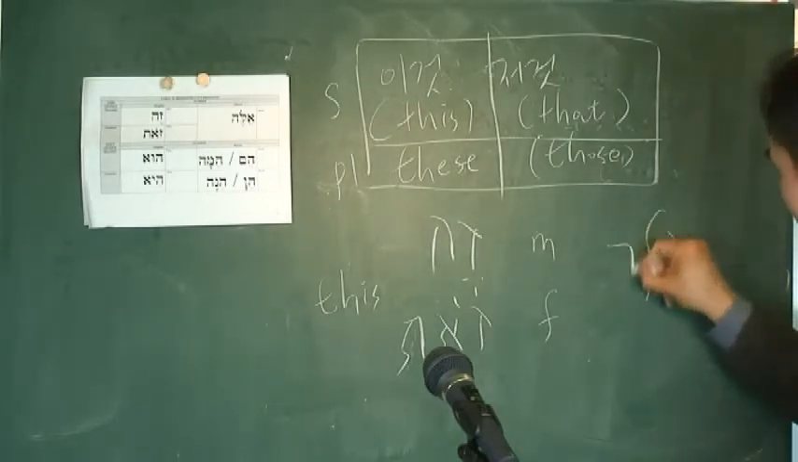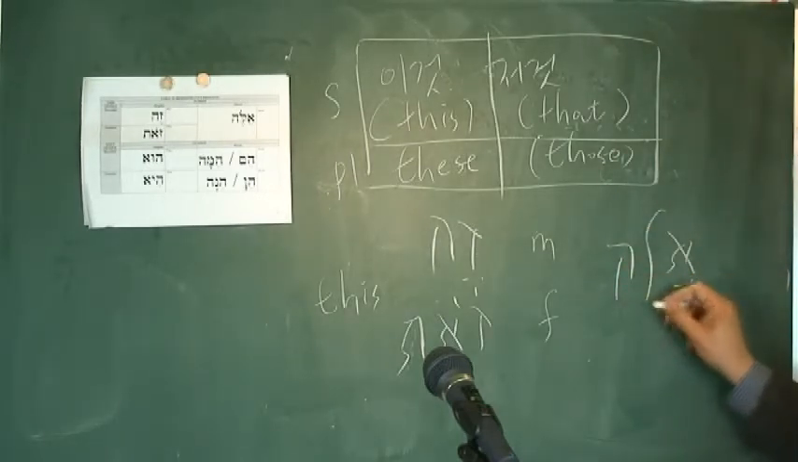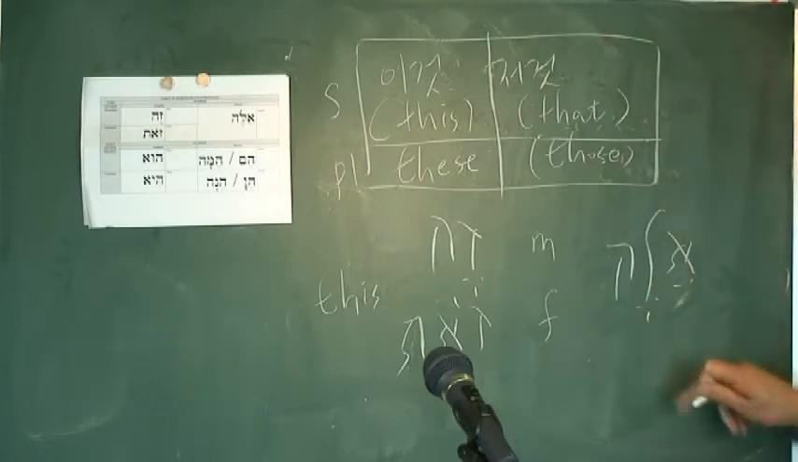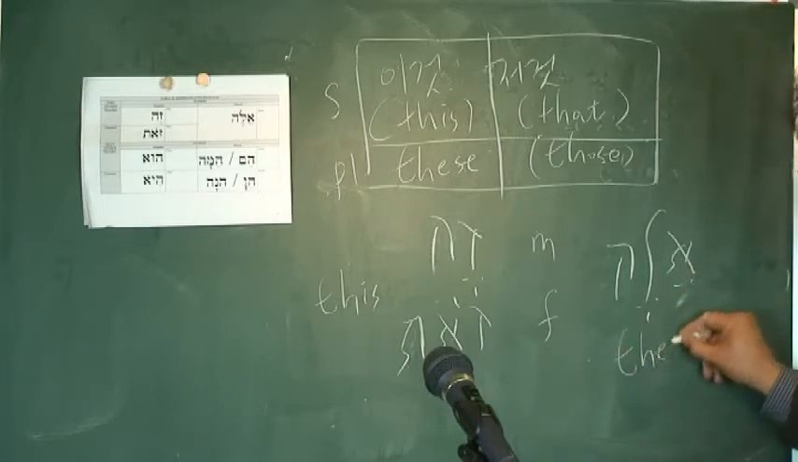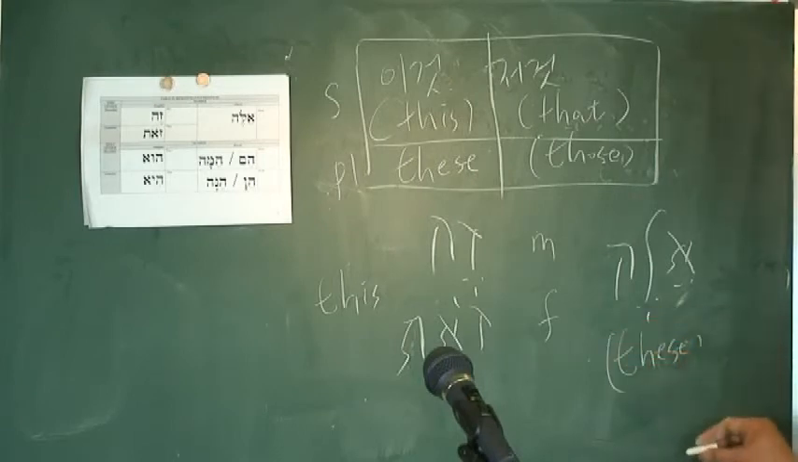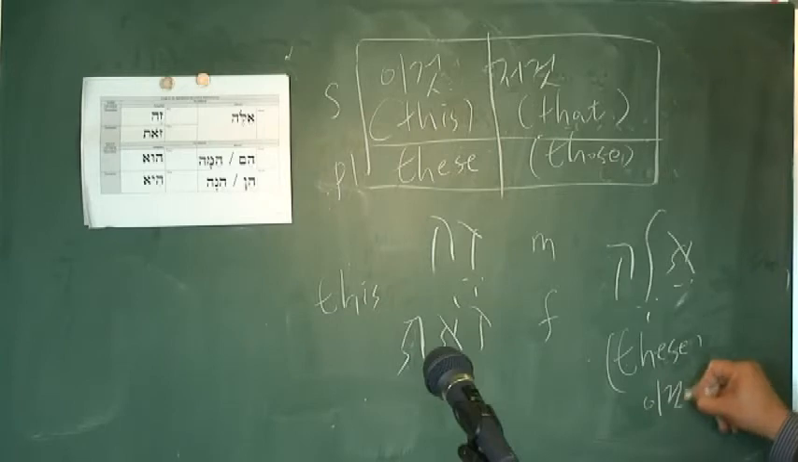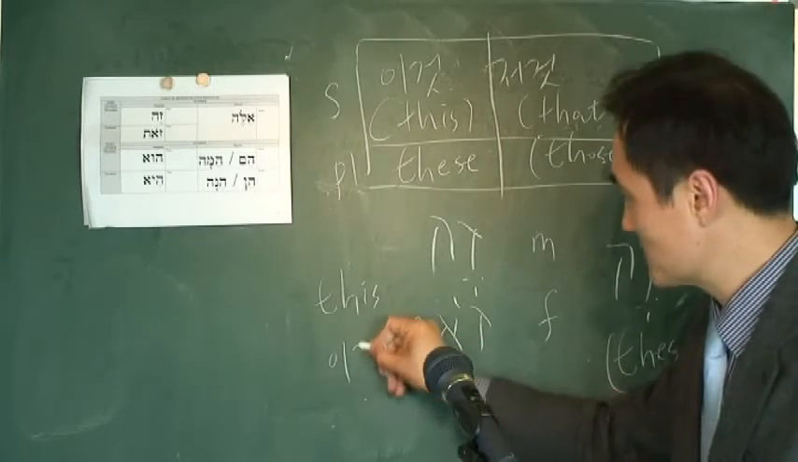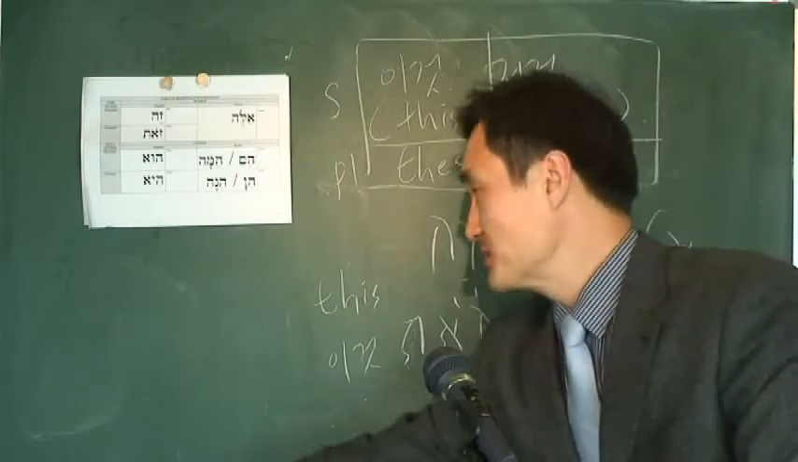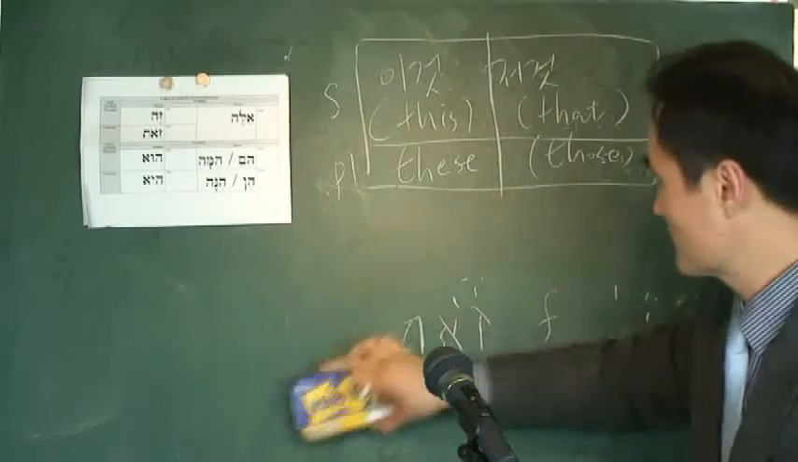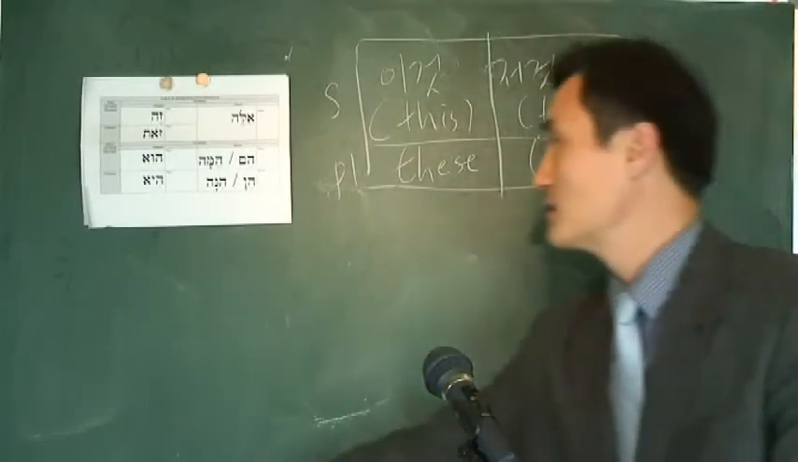The plural form would be ele. Aleph, lamed, he, ele. This would be these in English. The plural is used with both the masculine and the feminine. Next, that.